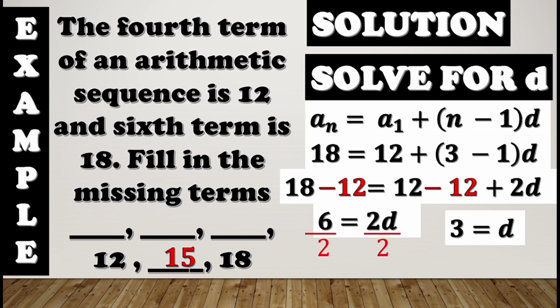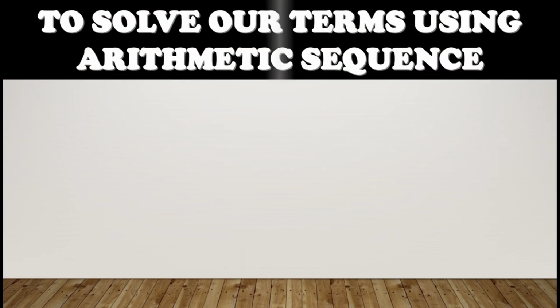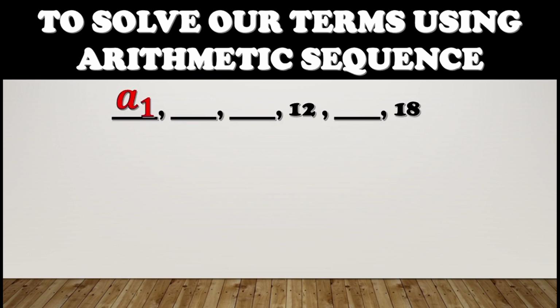To get the value of our third term, we will subtract 3 from 12. So 12 minus 3, we have 9. 9 minus 3, that is 6. And 6 minus 3, that would be 3. Therefore, our missing terms are 3, 6, 9, and 15. Of course, if we are to solve our terms using arithmetic sequence, all we need to do is to determine the values of our a sub 1, a sub 2, a sub 3, and a sub 5.